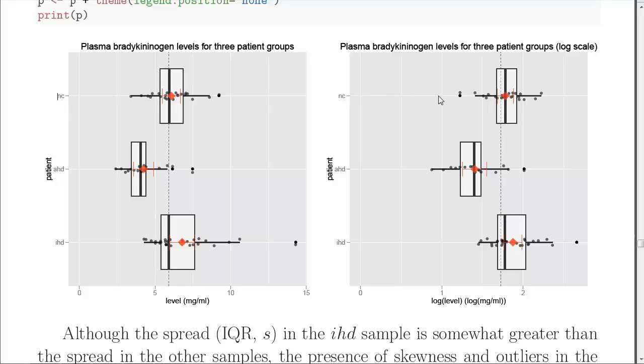And right away you can see, wow, these normal controls and the inactive Hodgkin patients look really similar and are themselves different from the active Hodgkin's patients. Diagnostically, this may give you a biomarker to help indicate whether a patient is active or inactive. Okay.